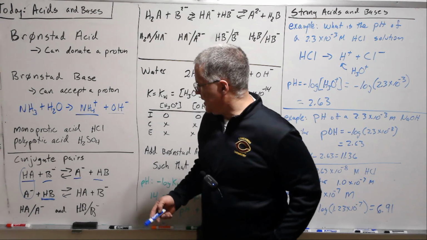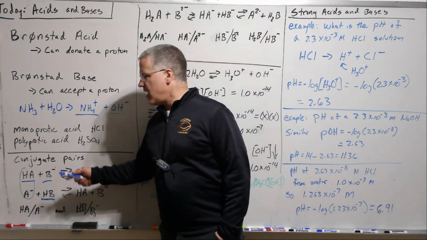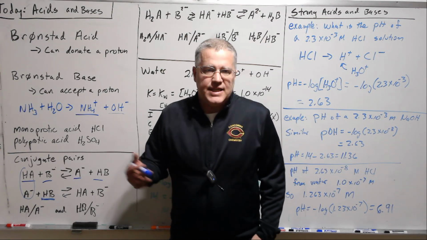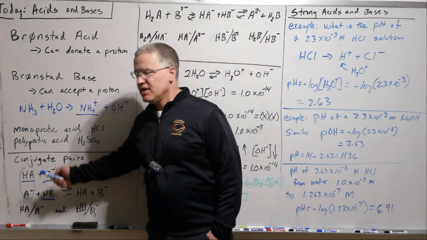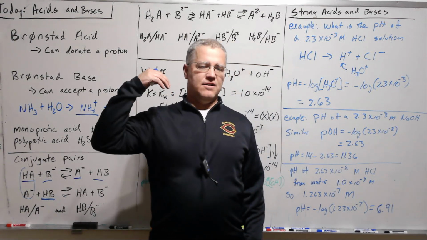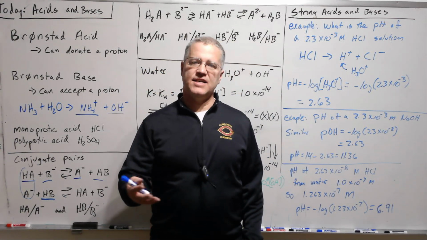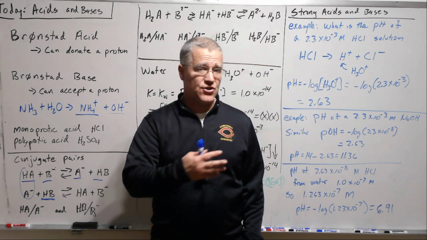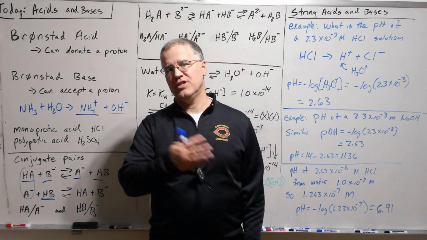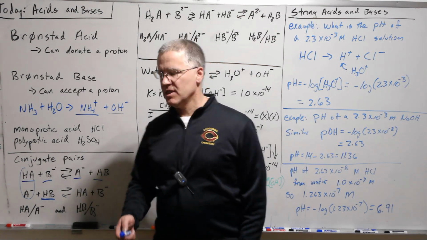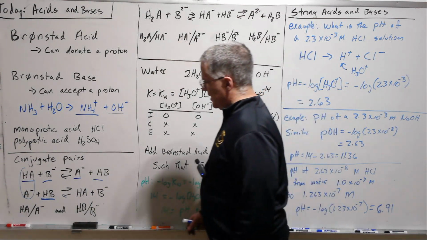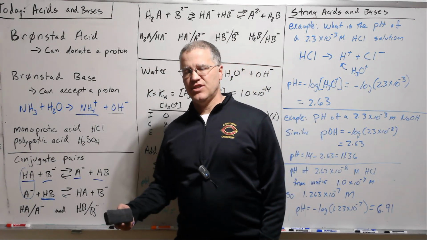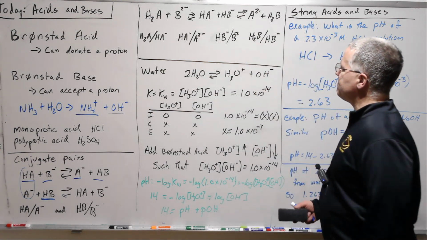But usually it's sort of obvious. If we're putting, say, acetic acid into a solution, then we think of the acetic acid as the acid and the acetate ion as the conjugate base. But certainly we could put acetate in solution. A little bit of that would form acetic acid, and then we could say that acetic acid is the conjugate acid to the acetate. Okay.